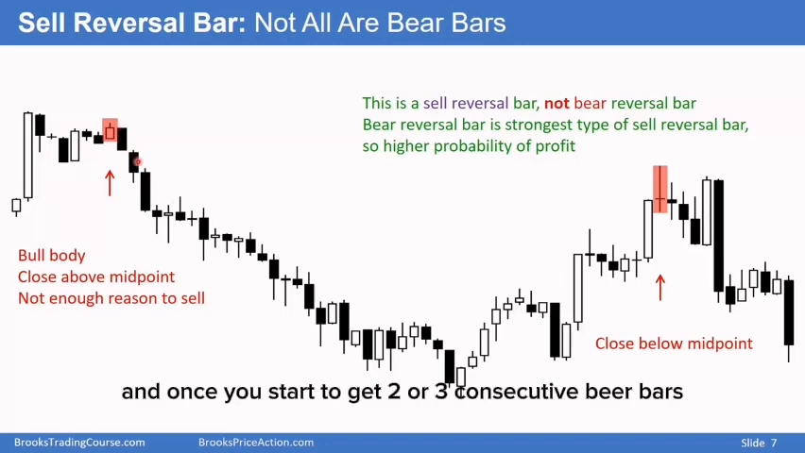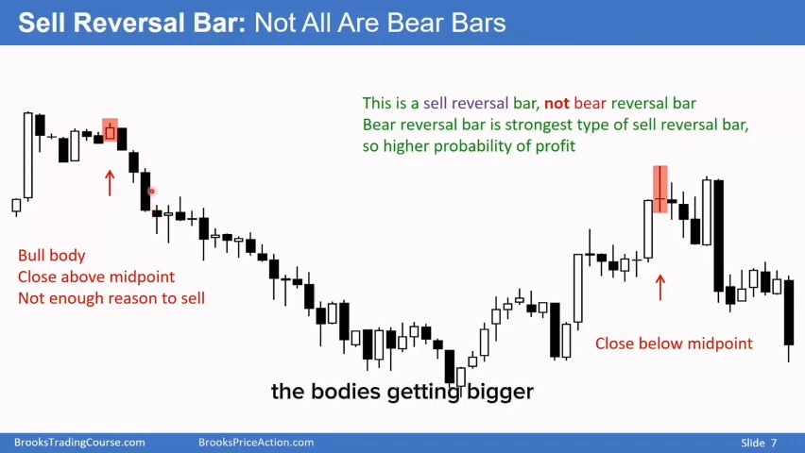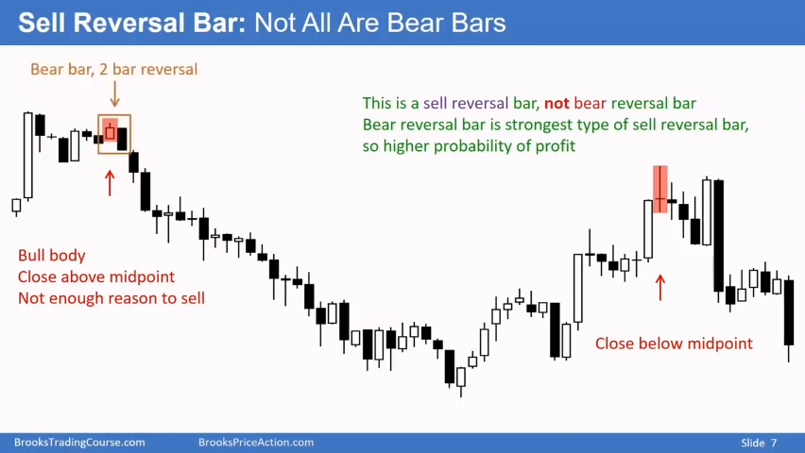And once you start to get 2 or 3 consecutive bear bars, the bodies getting bigger, closing on their lows, these 3 bars totally reverse that. At this point, I think the market is always in short, and we're probably going lower. I would not sell below the bull bar.